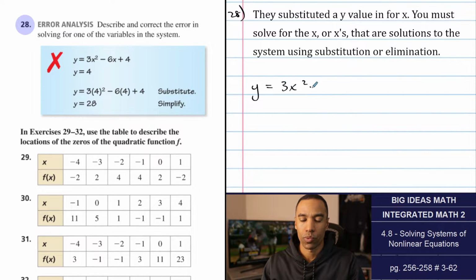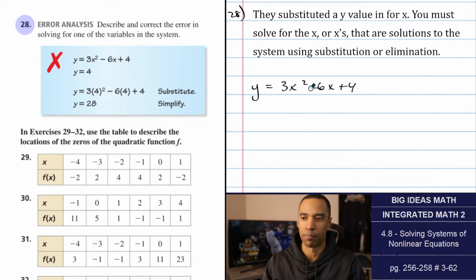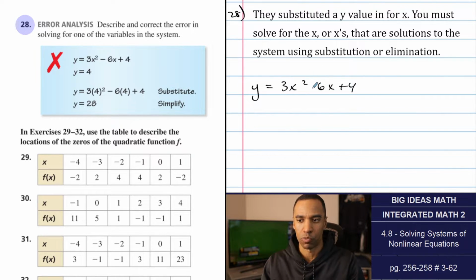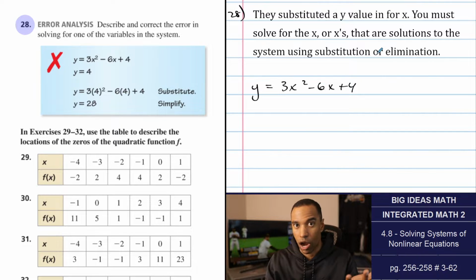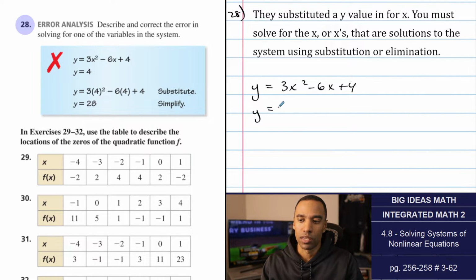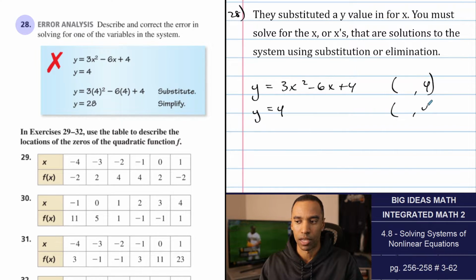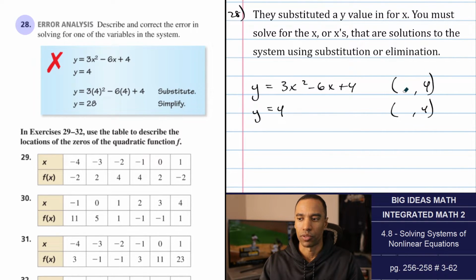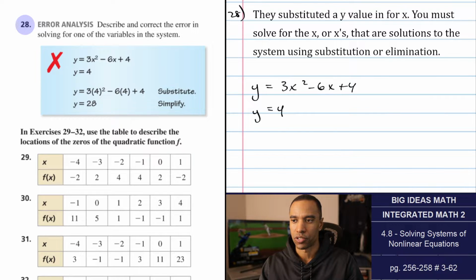y equals 3x squared minus 6x plus 4. Now, here's the good news, and I mentioned this from a previous problem. I know the y values for the system will be 4. The answers will be something comma 4, and something comma 4 if there are two of them, absolutely, because y equals 4 is one of the equations.